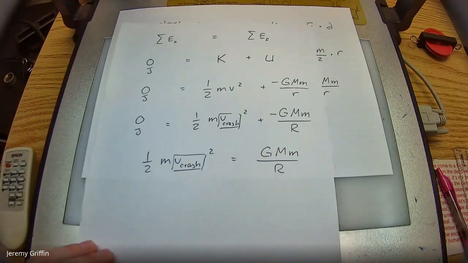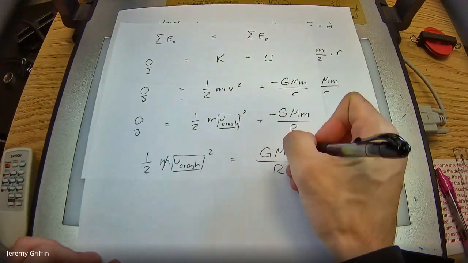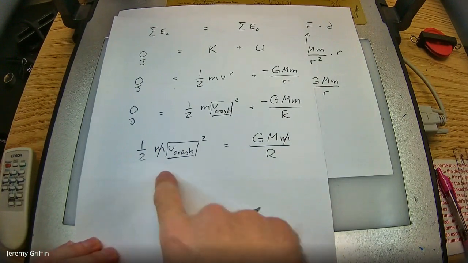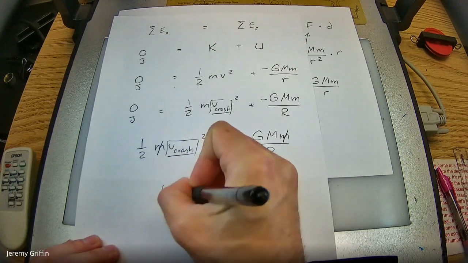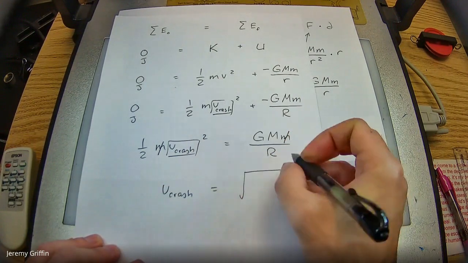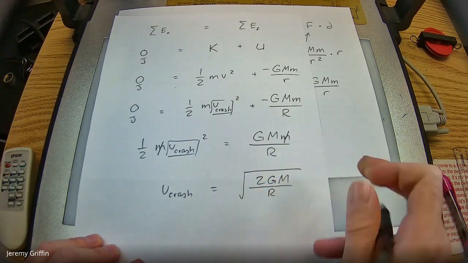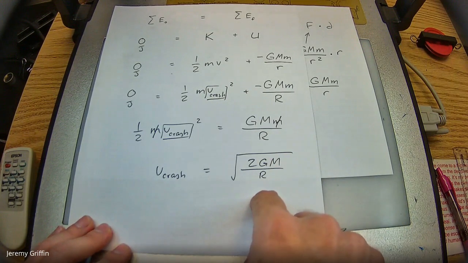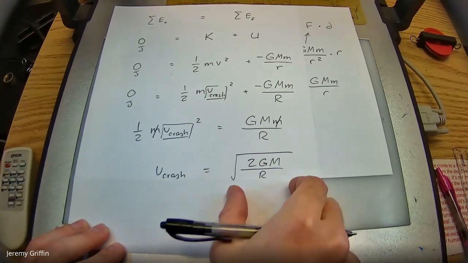So, what's going to cancel on both sides? Yeah, the mass of the lab weight goes away. And then I'll cross multiply up the 2, take the square root. Looks like v crash is going to be the square root of 2GM on R. Hey, does that expression look familiar? What is that? That is escape speed, isn't it? I know I swapped out all my posters, but this is escape speed.